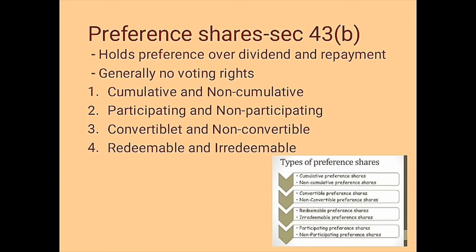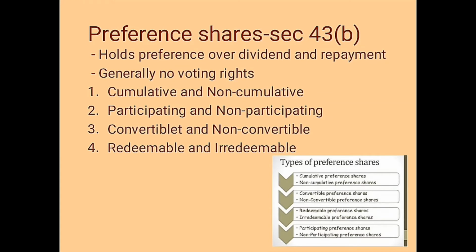The first one is cumulative and non-cumulative preference shares. In the case of cumulative preference share, when the company does not declare dividend for a particular year, it is carried forward and accumulated. When the company makes profits in the future, these accumulated dividends are paid off. In case of non-cumulative preference shares, dividends do not get accumulated, which means when there are no future profits, no dividends are paid. The second type is participating and non-participating preference shares.